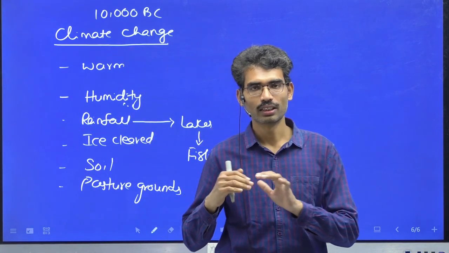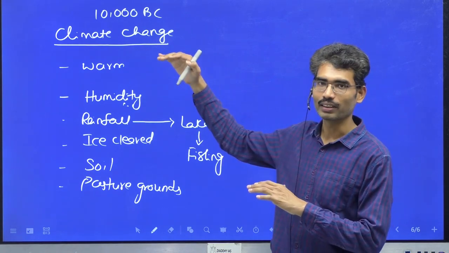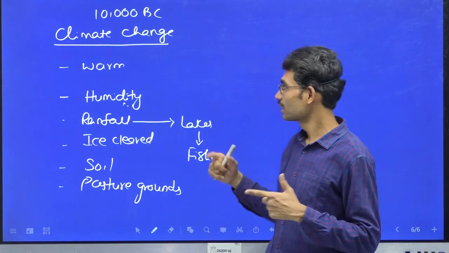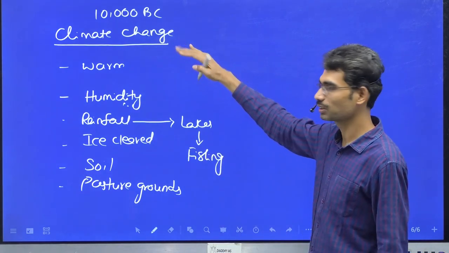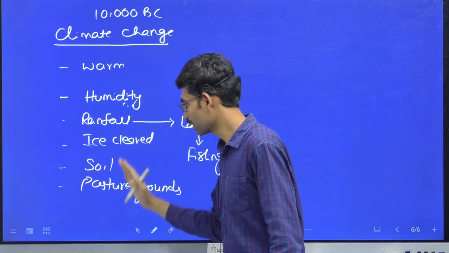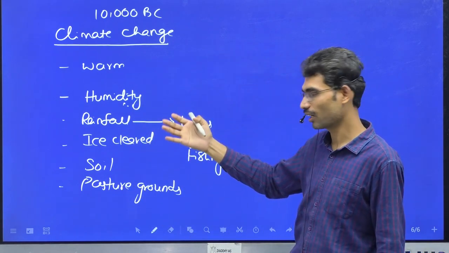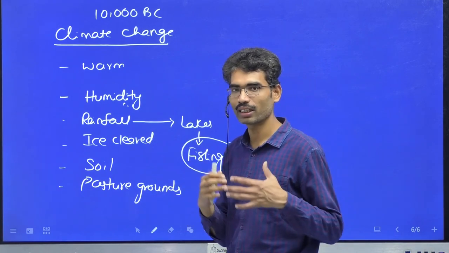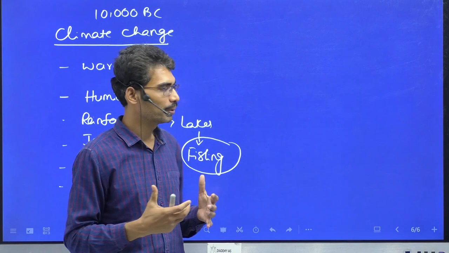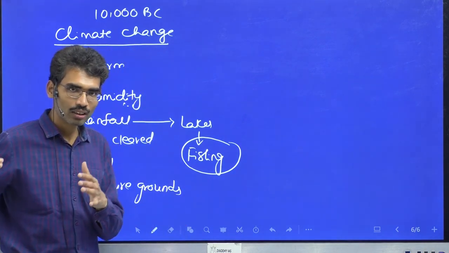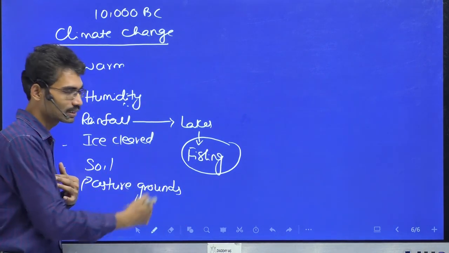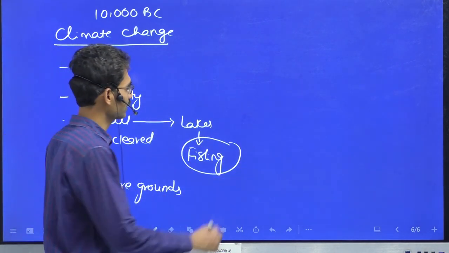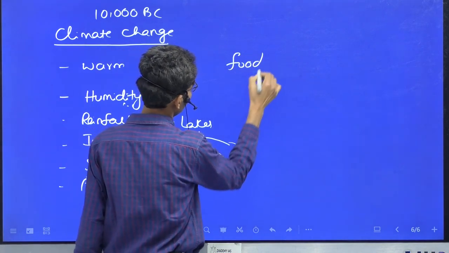Now you can see, this is how geography, in history there is a question, how geography determines the history of a place. Now see, after climate change, 10,000 BC, temperatures increased and all these natural changes took place. As a result, people who were earlier depending on hunting and gathering, living in caves, can now find food in other areas. Now the food pattern itself changes.